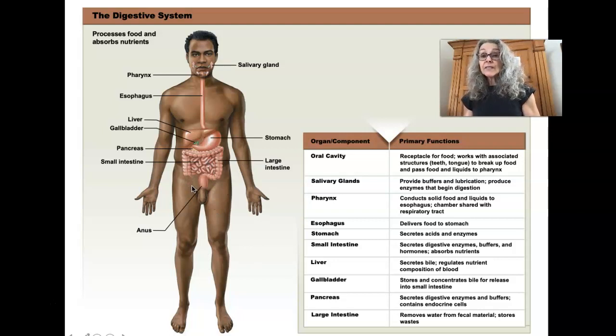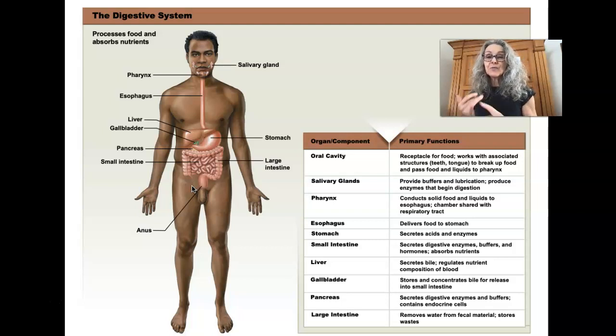You have some accessory organs of digestion. The first organs I listed were the organs through which food flows. But you have accessory organs that contribute things like digestive juices to the main organs that I listed, which are part of what is known as the digestive tract or the gastrointestinal tract.